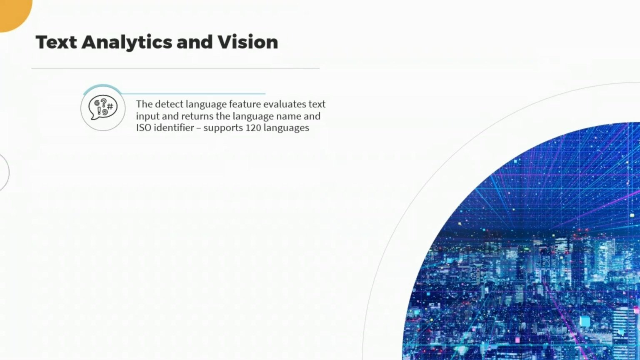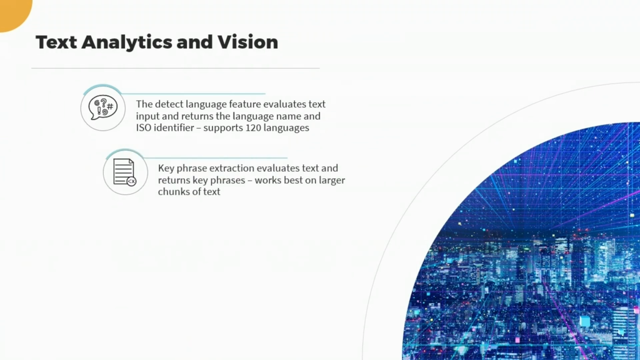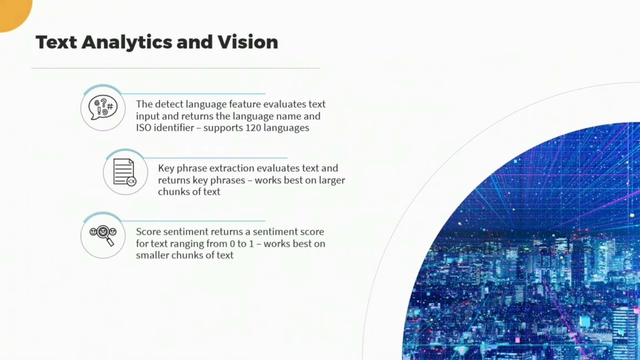The next text analytics feature that's available is key phrase extraction. This function will evaluate the text that you provided and identify key phrases or important keywords in the text. And this works best on larger chunks of text with lots of key phrases. The third text analytics feature that's available is sentiment analysis. The score sentiment function returns a sentiment score for the text input that you provided. The sentiment score ranges from 0 to 1, where 0 expresses negative sentiment and 1 expresses positive sentiment. And sentiment scoring works best on small chunks of text.